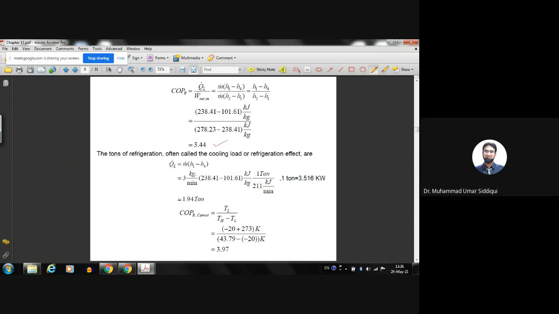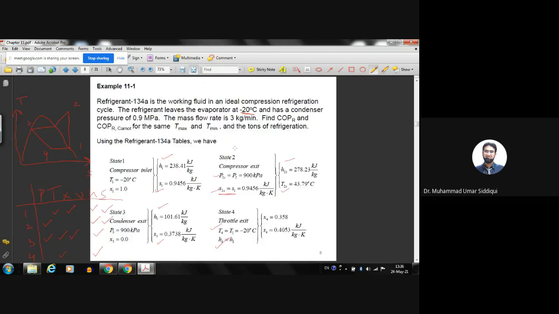And then if we multiply this by the mass flow rate, we get the cooling load or the refrigeration load. Now, there is one thing which is asked, to determine the tons of refrigeration. Now, ton is a specific terminology used in the air conditioning sector.